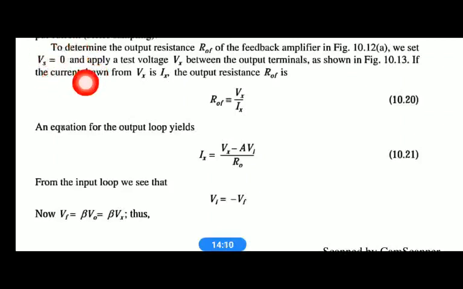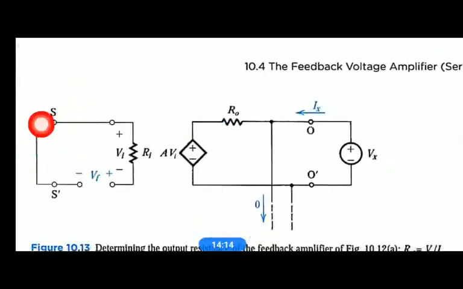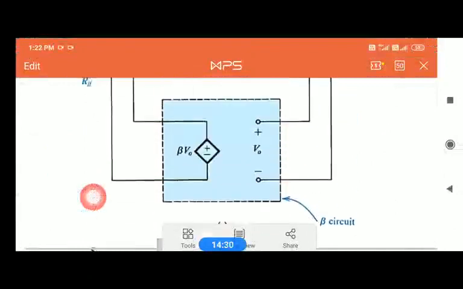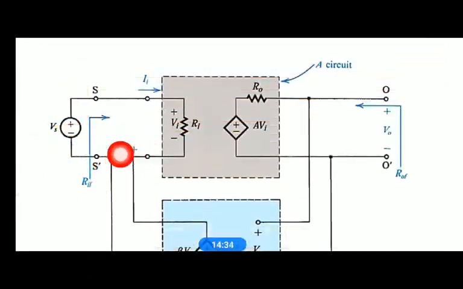By applying Vs equal to 0 at the input side, we are making S and S dash short circuit here. Then the voltage at the input side remains Vf only. Vf is the voltage at the input side here. You see in the circuit, right? If you make this 0, it means it is short circuited. So this circuit will be there at the input side.